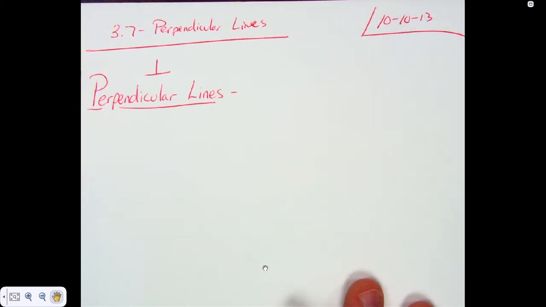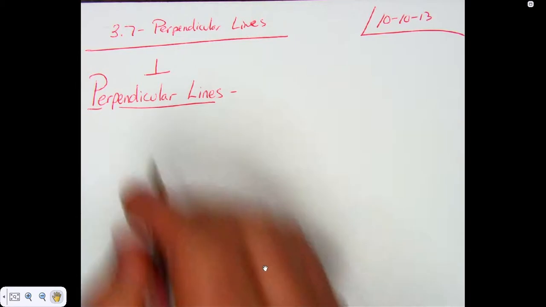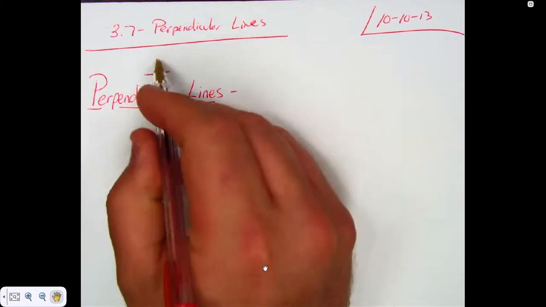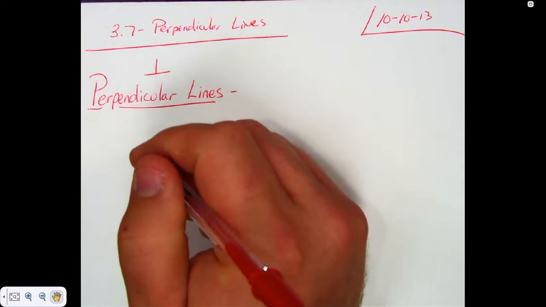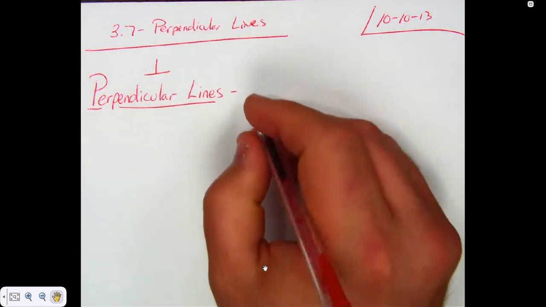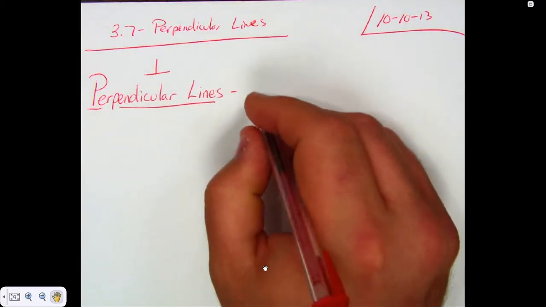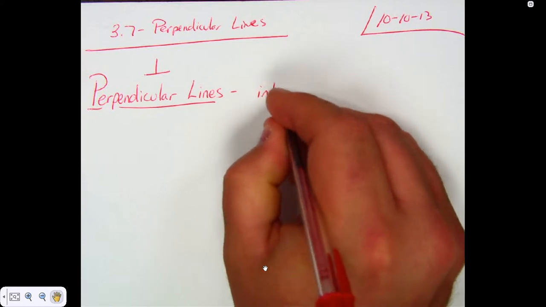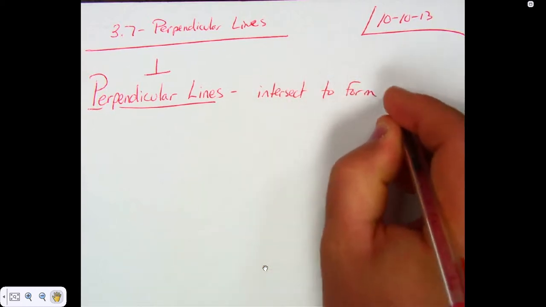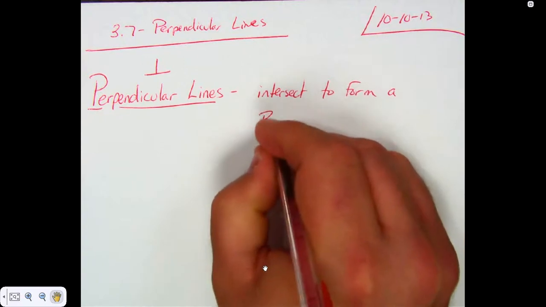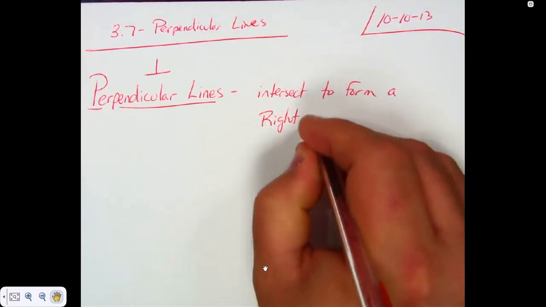Why? That is the sign. The reason that's the sign is if you look, those two look like they create what type of angle? Right angle. Perpendicular lines intersect to form a right angle.